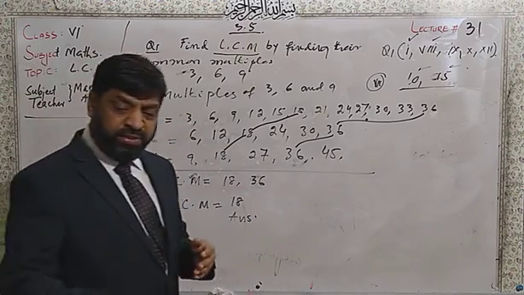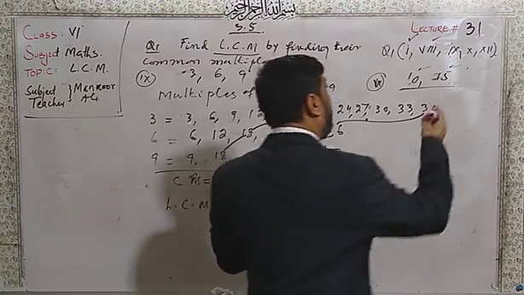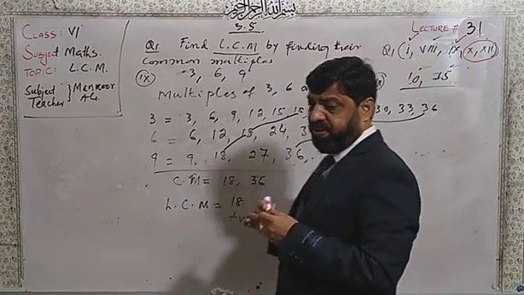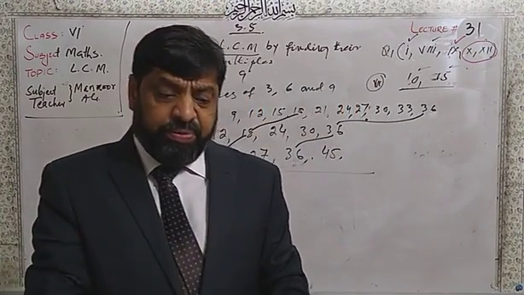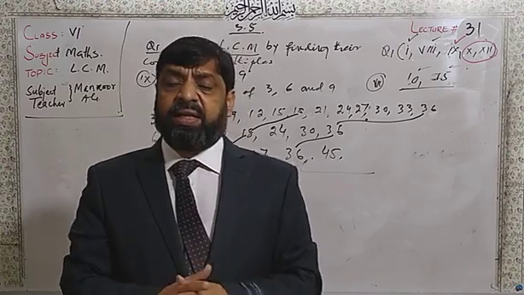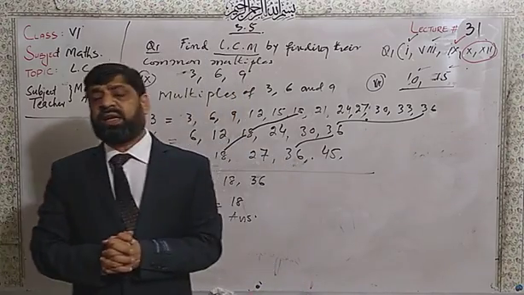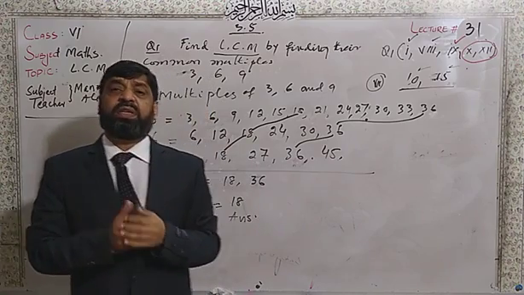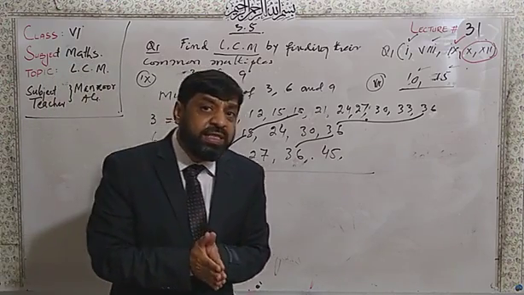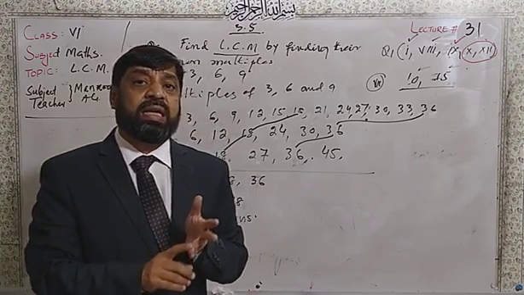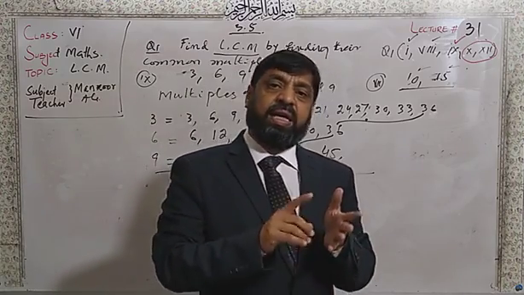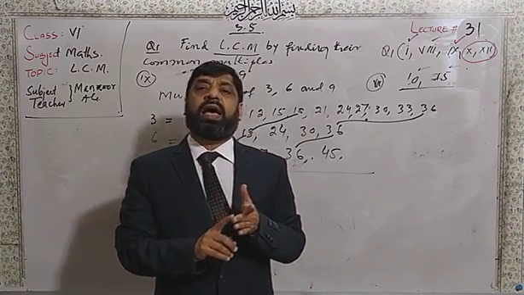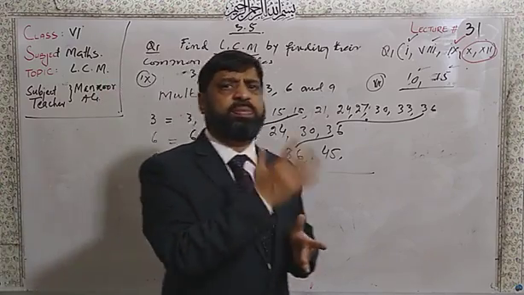Dear students, the rest of the questions here I did, the 9, but these two questions are homework for you. Now we were doing the method of common multiples to find the LCM. The word LCM is the abbreviation of least common multiple. Least means the smallest, common means which is present in all, and multiple means just to multiply.